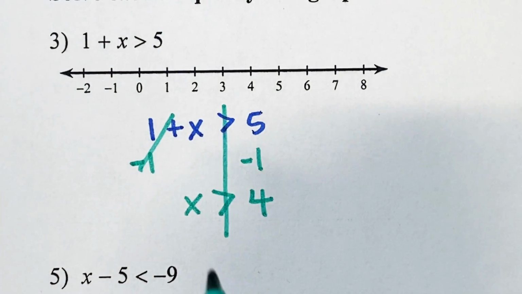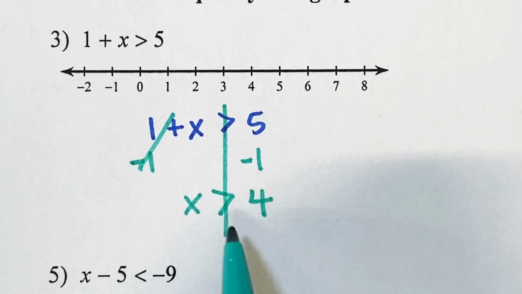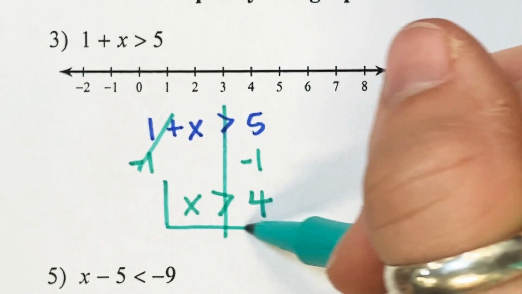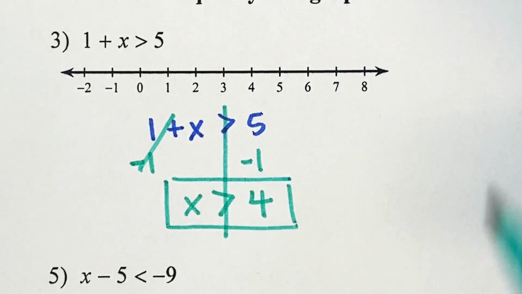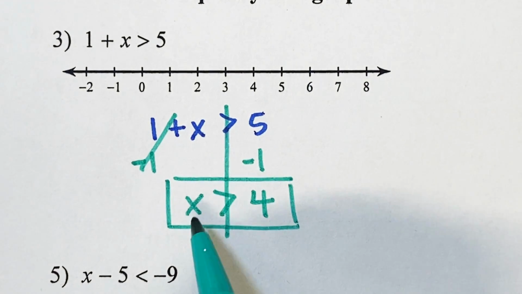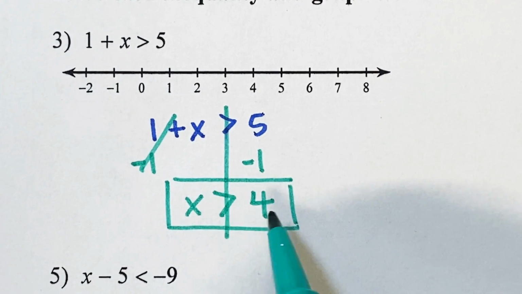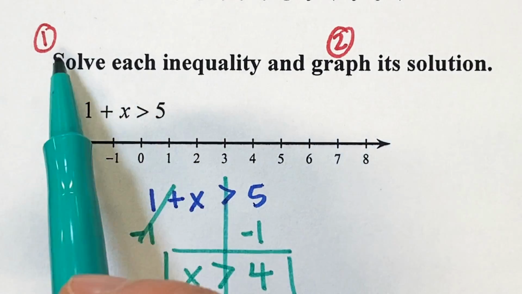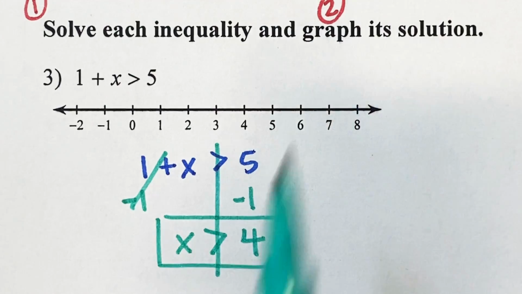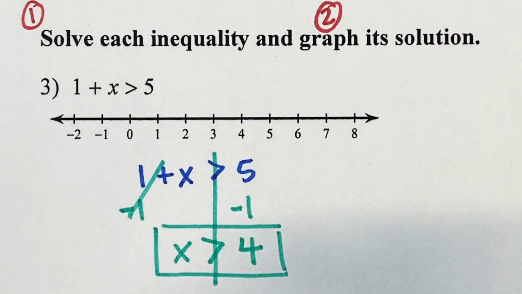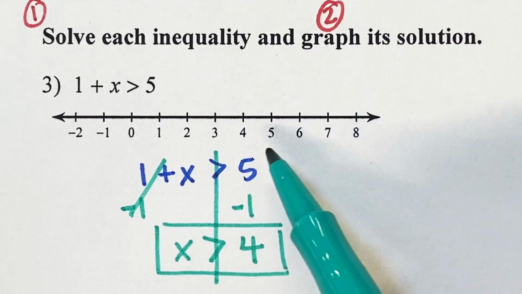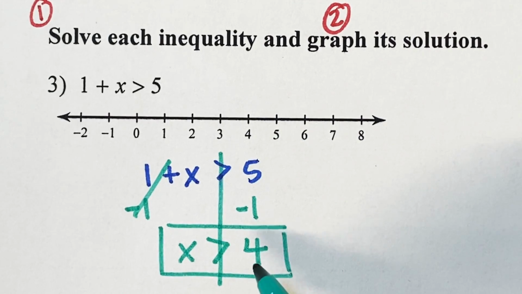Okay, my variable is all by itself, so we solved it, so that is our answer. This inequality is saying x is greater than 4. So since we solved it, check, now we can go ahead and graph it. On what number am I going to put a point on my number line? I'm going to put a point at 4.